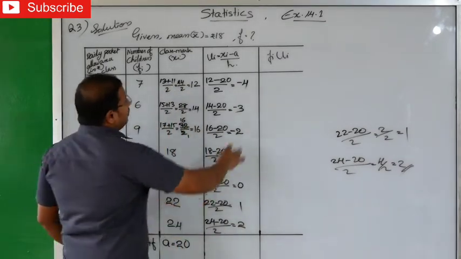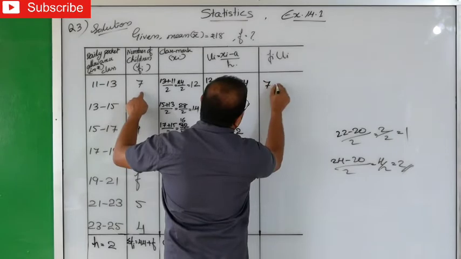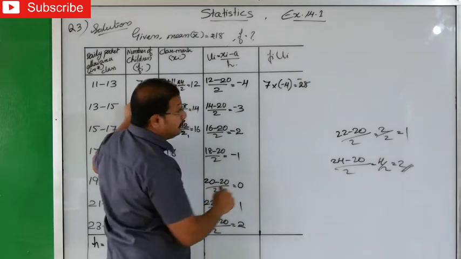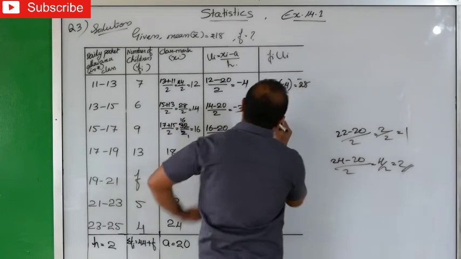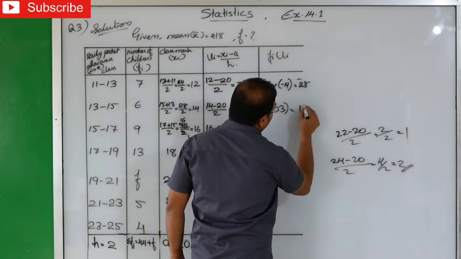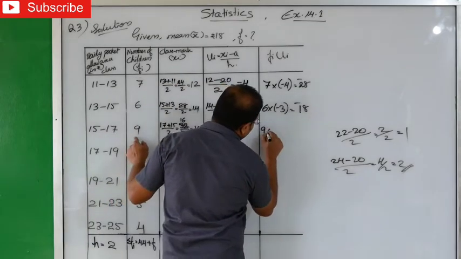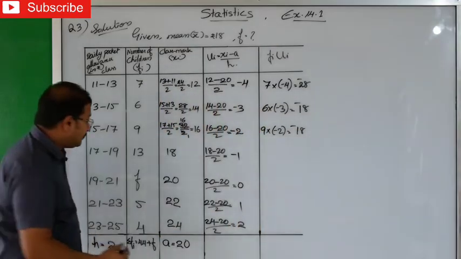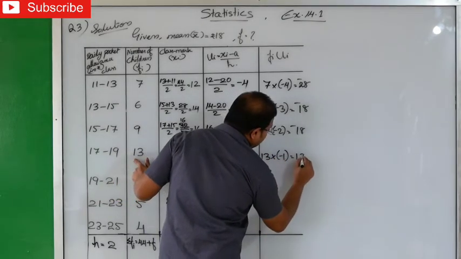Next step, what you'll do? Fi Ui means these two will multiply, isn't it? That means 7 into minus 4. 7 fours are 28. Minus 28. Next one. 6 into Ui, that means 6 into minus 3. 6 threes are 18. So we'll write minus 18 because minus is here. Next step, 9 into minus 2. 9 twos are 18. Of course, minus 18. Ready? Next step, 13 into minus 1. So 13 into minus 1, minus 13.